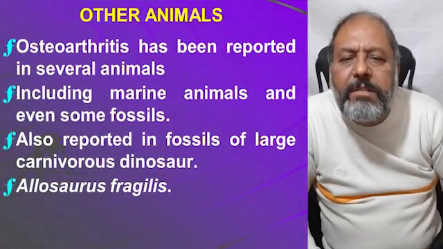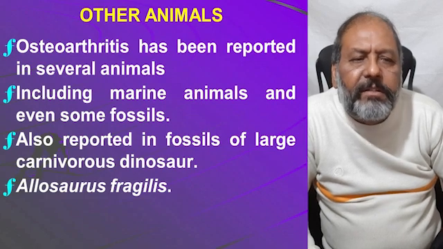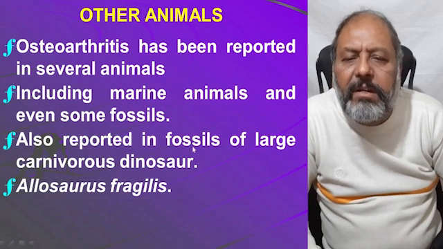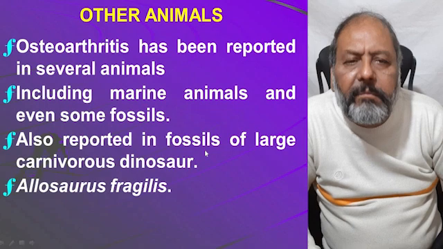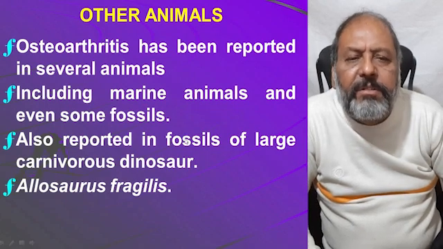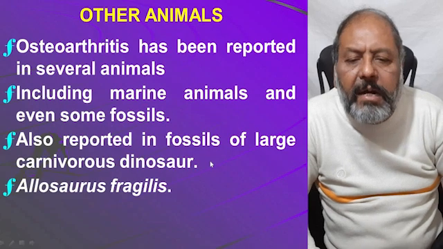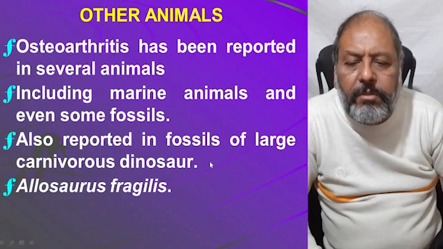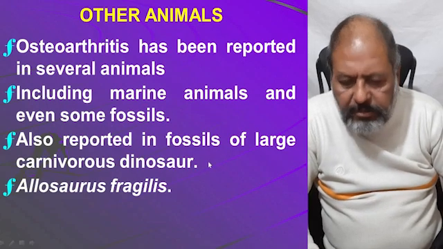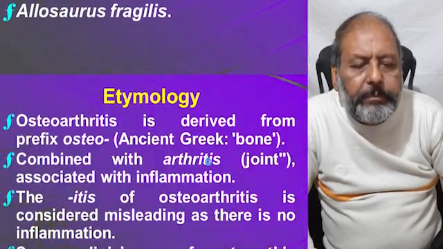So, the other animals: osteoarthritis has been reported in several animals, including marine animals and even some fossils. It has also been reported in the fossils of large carnivorous dinosaurs, that is Allosaurus fragilis.